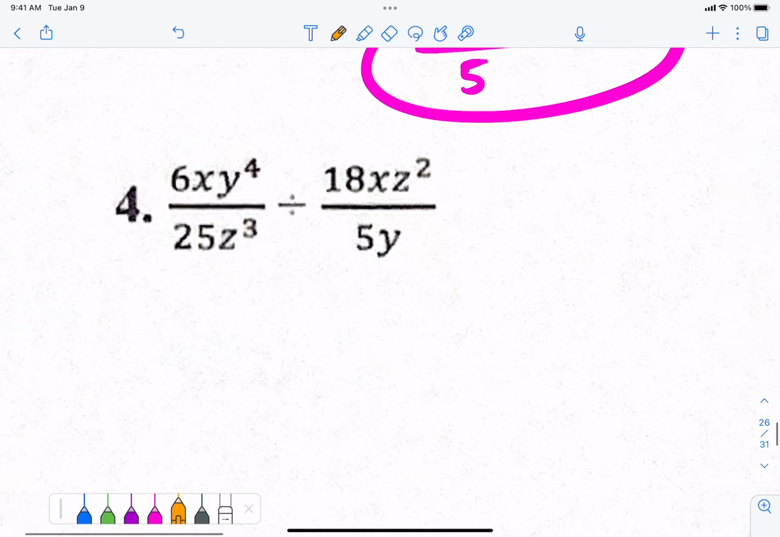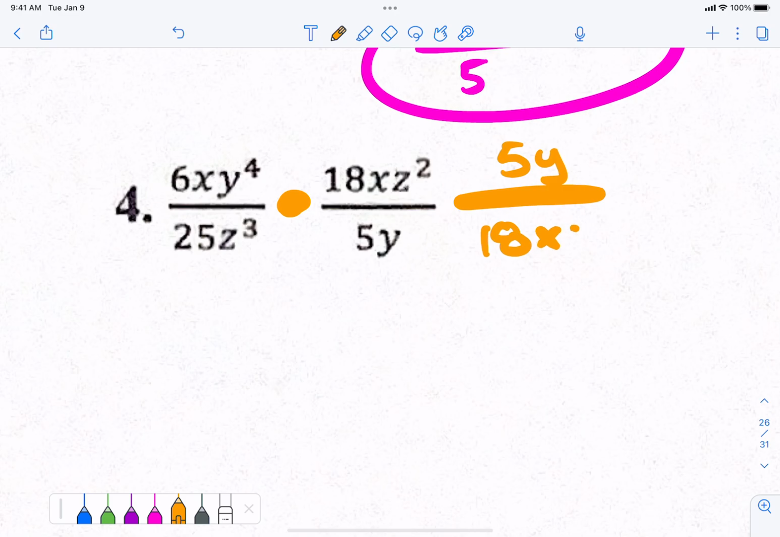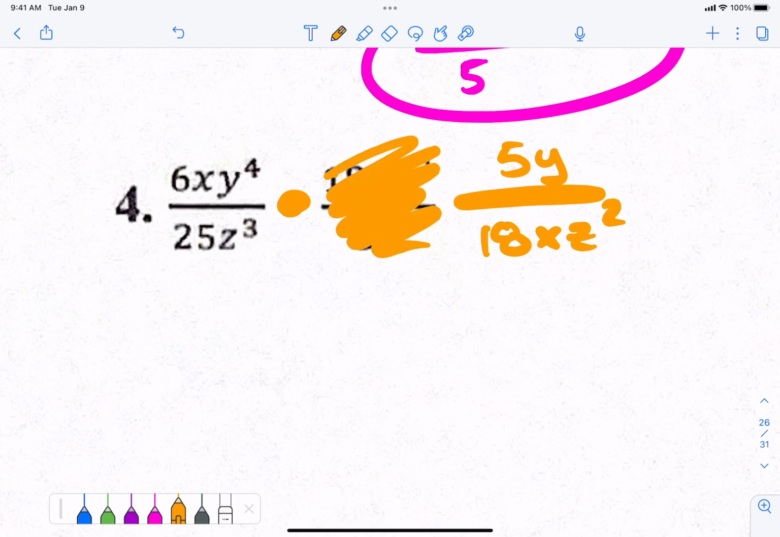I'm going to be lazy and I'm going to go times 5y over 18xz squared. Can I do that? And I'm going to cross the middle off. Okay, so flip him and do that. Is he trapped or not trapped? Wait, what? We keep flip because it's divide. So I just rewrote him off to the side. I was lazy instead of rewriting the whole thing. Not trapped, I heard somebody say.